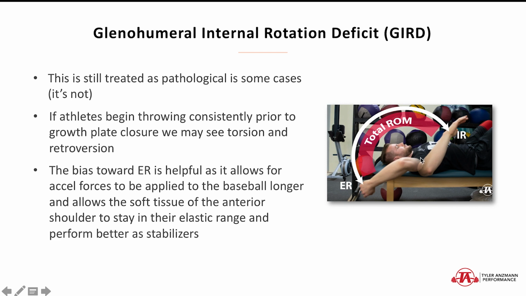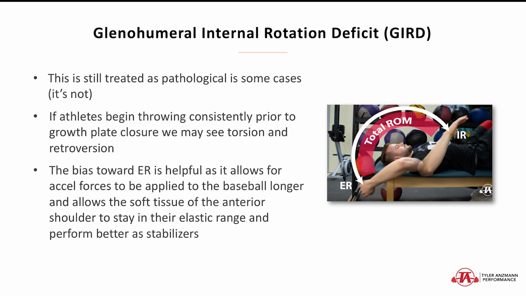Because what's going to happen in young throwers, prior to the closing of the growth plates, is the shoulder becomes more biased towards external rotation because we'll see torsion and retroversion happen. So generally young kids, if they're throwing consistently and reasonably hard, we're going to see this adaptation happen. And this is one of the reasons that I think almost anybody can train to throw 90 miles an hour and probably get there if they're willing to do all that it takes to get there.